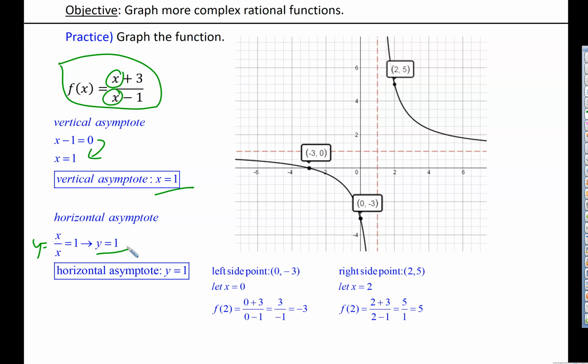And this is using a slightly different strategy here. They call it the left side point, but this is also your 0 right here. And they call it the right side point, where we had to choose a value. We chose x equals 2 in this case. And your y-intercept here, if you do f of 0, you should get (0 plus 3) over (0 minus 1), which is -3. And that's what this point is right here, although the math isn't shown here.